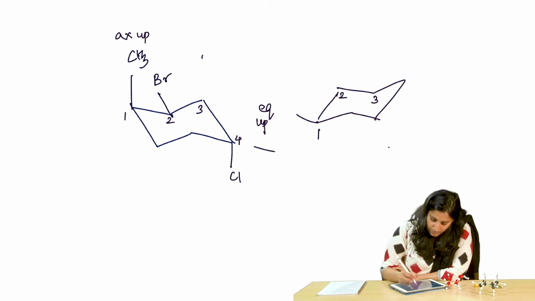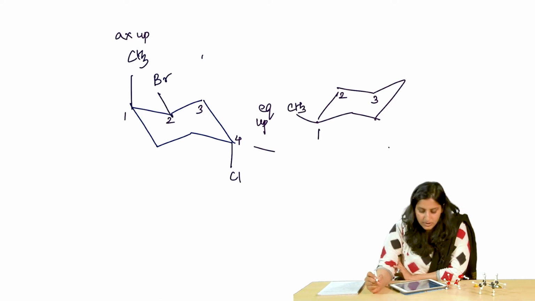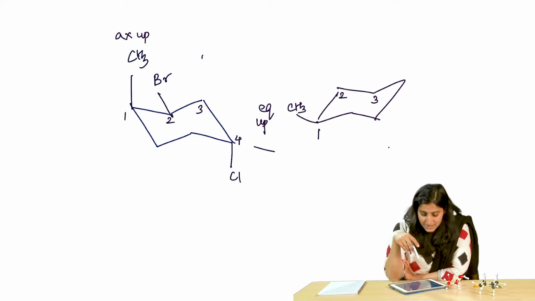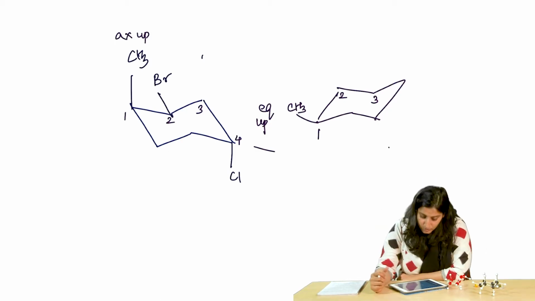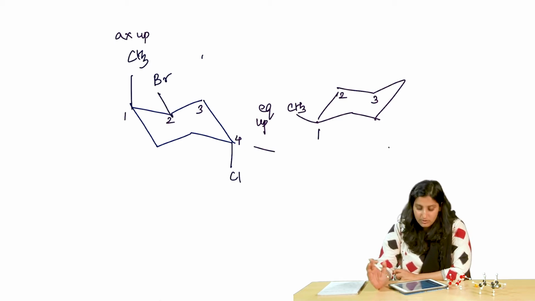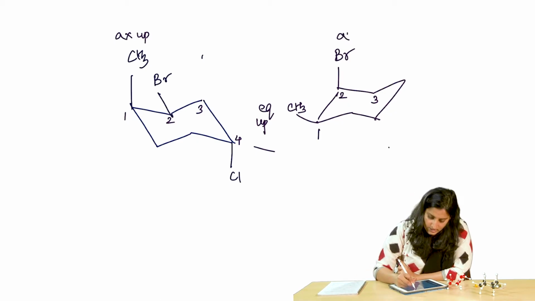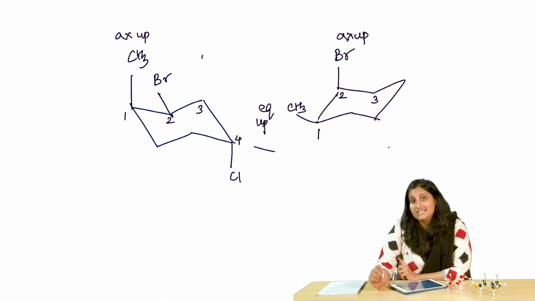So, this is axial up and the methyl will be equatorial up in the other chair. Remember that I started numbering in the clockwise direction on the first chair, so I will also number in the clockwise direction in the other chair. Now, on carbon number 2 you have a bromine that is going equatorial up. Now, up should remain up and equatorial should become axial. So, on carbon number 2 you have this bromine going up, so this is axial up.